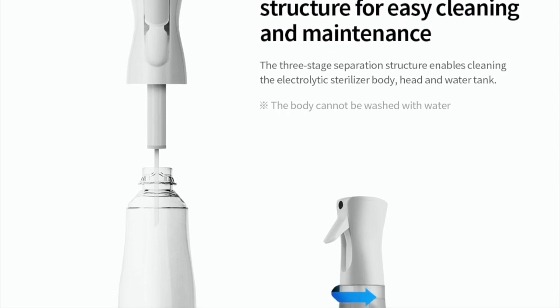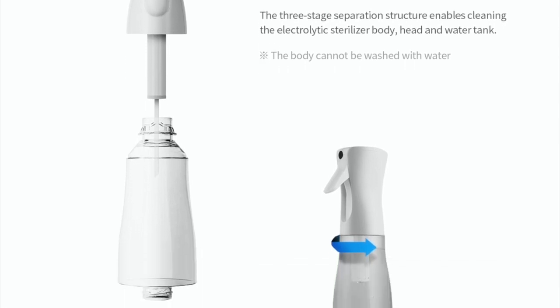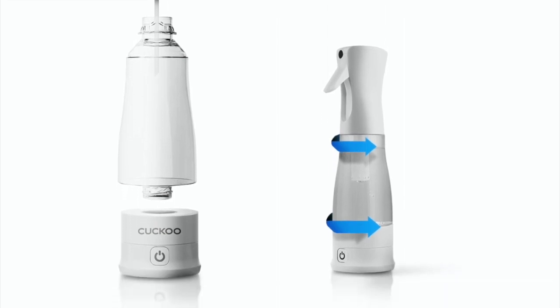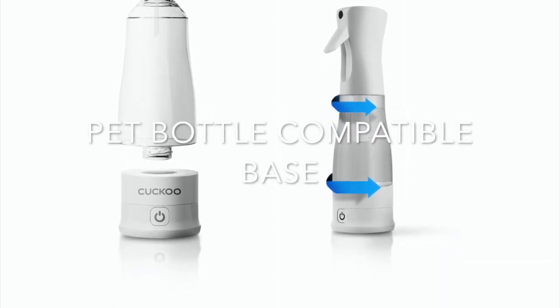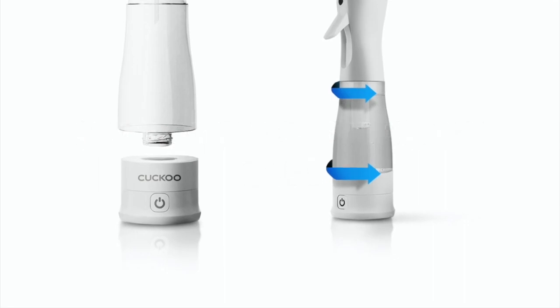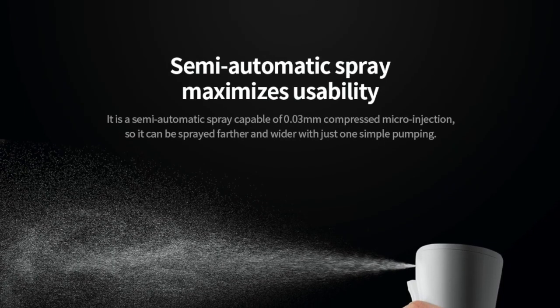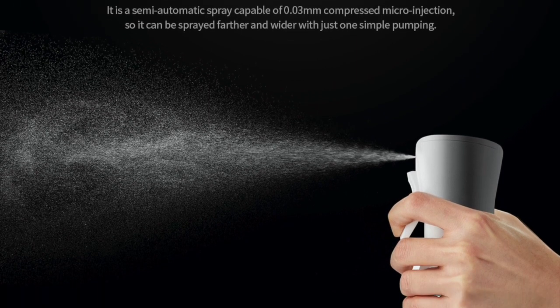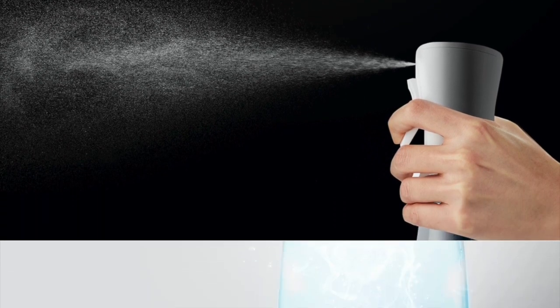The 3-stage separation structure enables cleaning the electrolytic sterilizer body, head and water tank. The base is compatible with PET bottles, which are found in every home. It has a semi-automatic spray which maximizes usability, so it can be sprayed farther and wider with just one simple pumping.